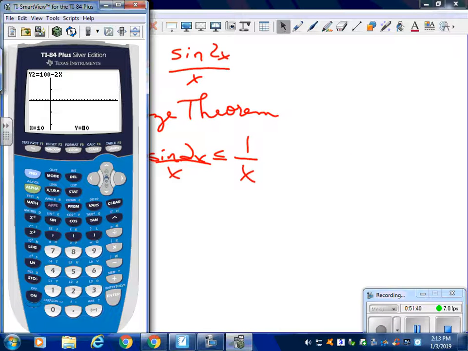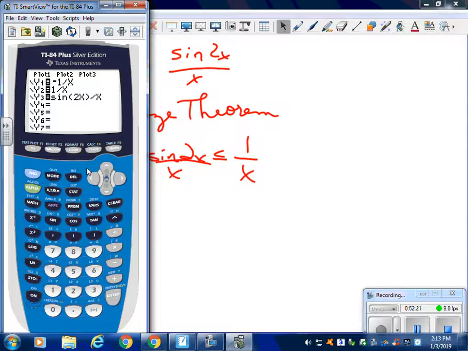So if I go to y equals, take out what I got in here. I'm going to put in the first line negative 1 over x. I'm going to click on the computer. It is not orientated well enough for me to do anything up there. And I'm going to put 1 over x in the second line. And I'm going to put the original problem, sine of 2x over x in the third one.